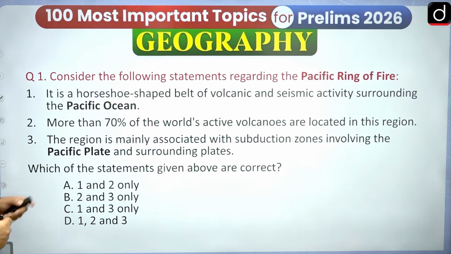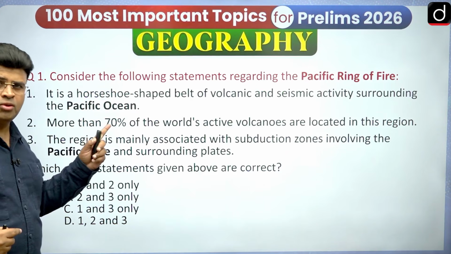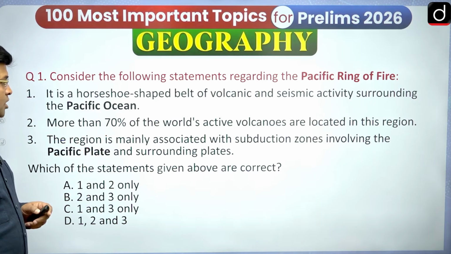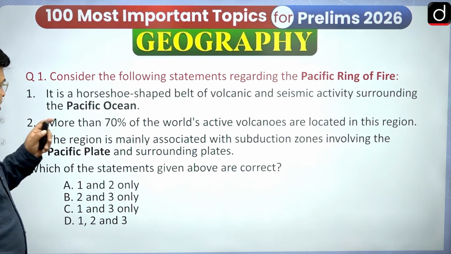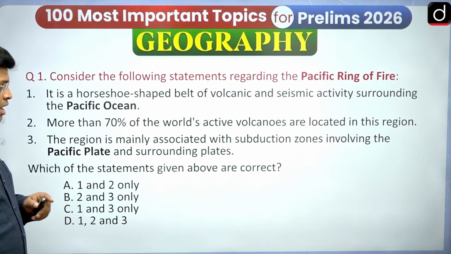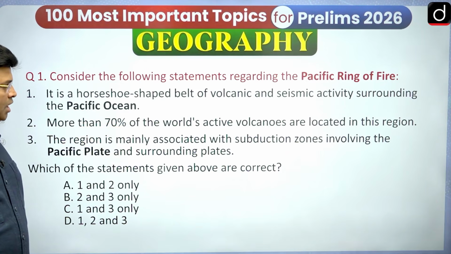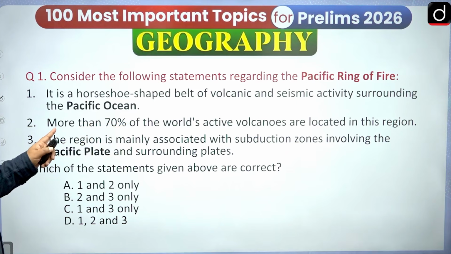Now let us see the questions based on that. You have to answer them, and I will answer these questions in the next episode, the 4th episode. The first statement: it is a horseshoe-shaped belt of volcanic and seismic activity surrounding the Pacific Ocean. We have to say whether it is right or wrong. The second statement: more than 70% of the world's active volcanoes are located in this region. We have to say whether it is right or wrong.